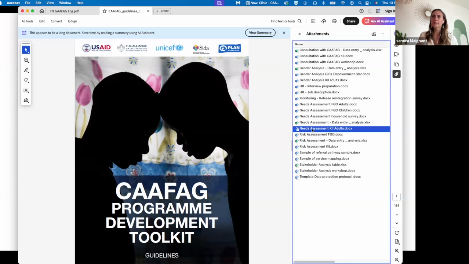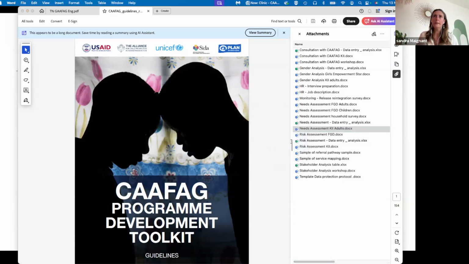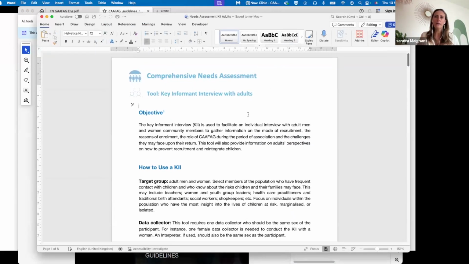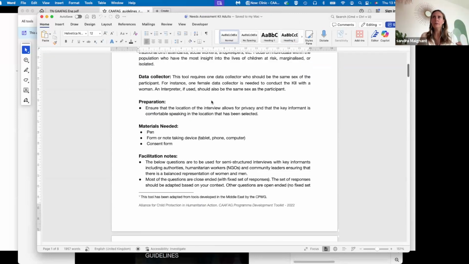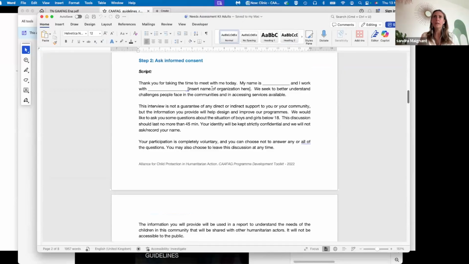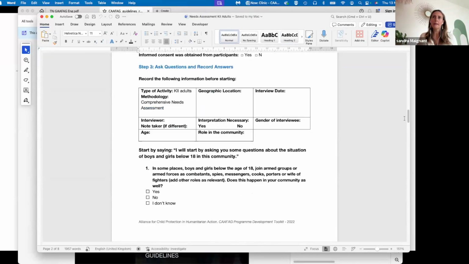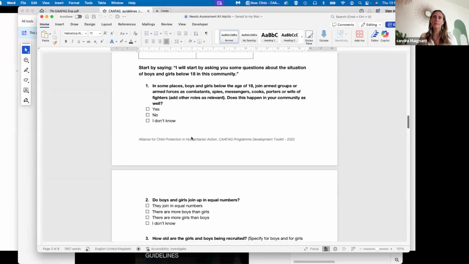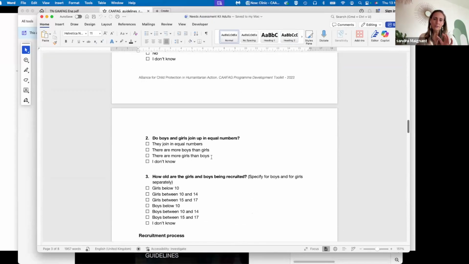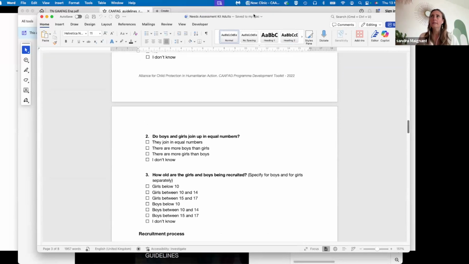So if we click here, let's say, click OK. And now, I guess you can see, comprehensive needs assessment. You have all the information about how to use the tool, an example of a script to ask for informed consent that you can adapt. And then you have all the questions, right? So it's a Word document that you can easily adapt. You can make all the edits that you need, so it's adapted to your context, right? So it's all open source and easily accessible.